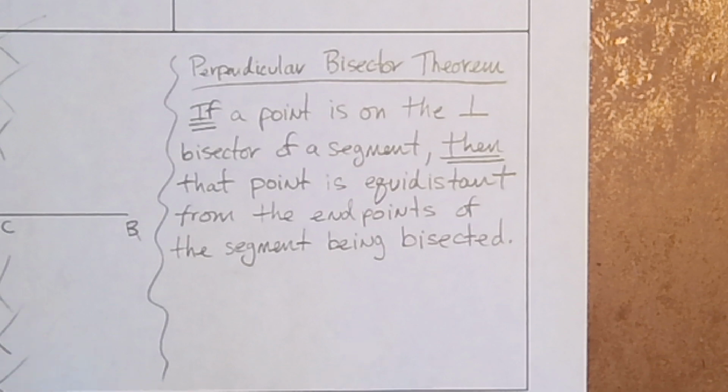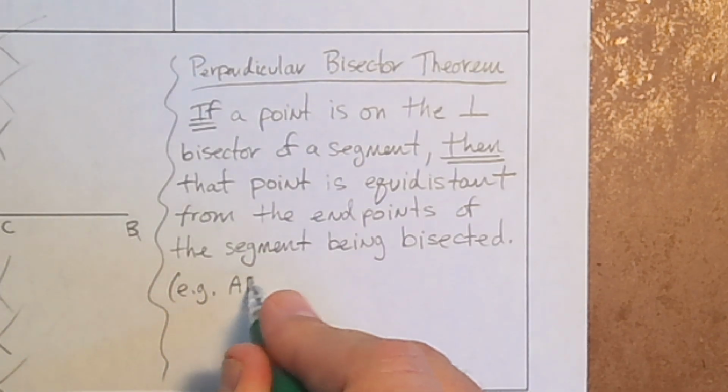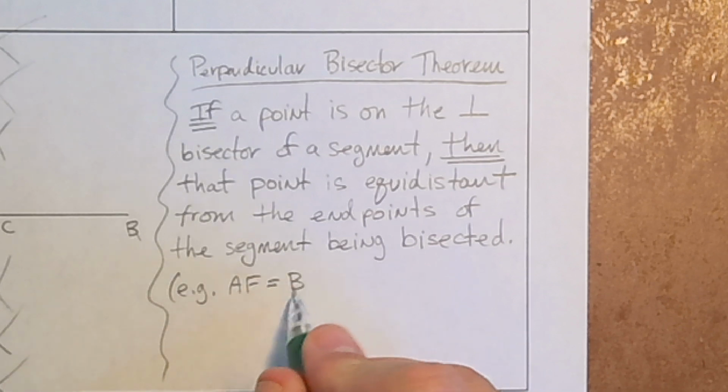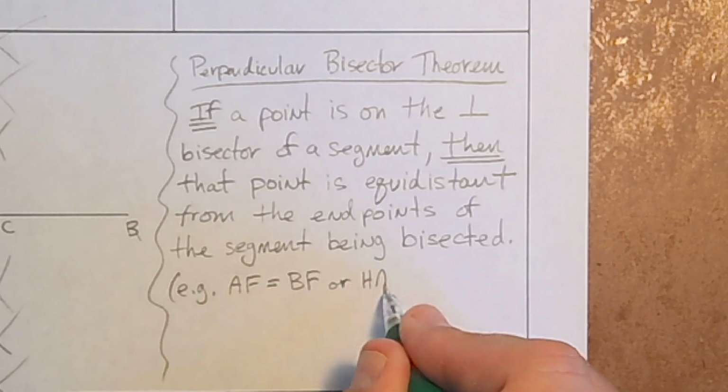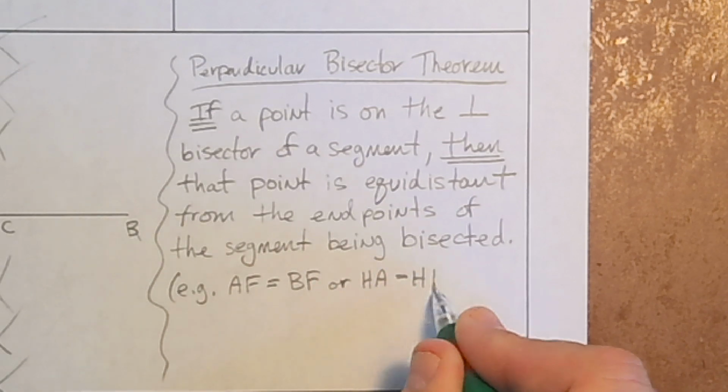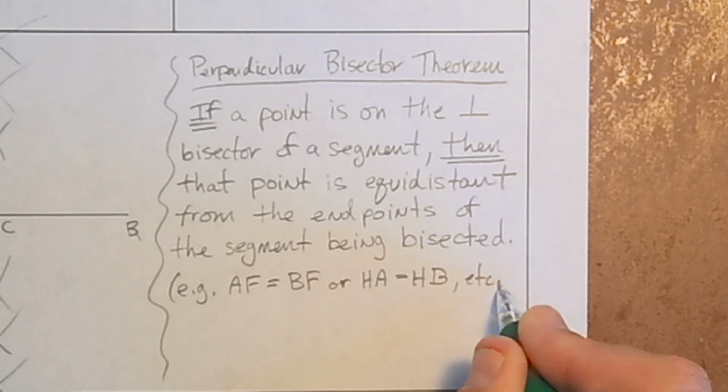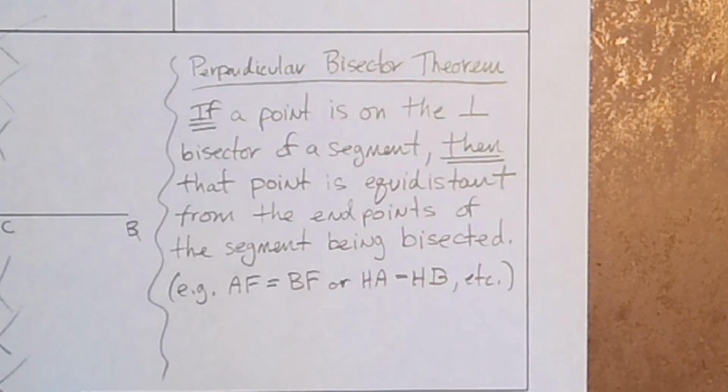So if you have a perpendicular bisector of a line segment, which is what we create with these crossing arcs above and below, any point on that line is going to be equidistant from the two endpoints of the segment that's being cut in half. Like, for example, the distance from A to F is going to be the same as the distance from B to F. Or we could say the distance from H to A is going to be the same as the distance from H to B, etc. Because there's a lot of different examples that we could put on there.